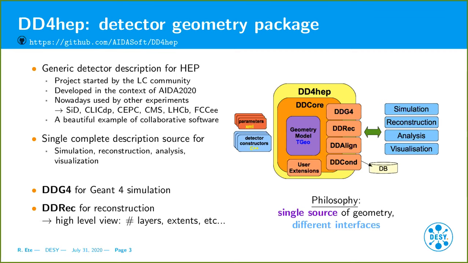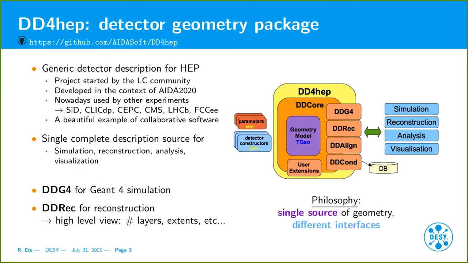For what I've seen, it's one of the most beautiful examples of collaborative software. In terms of the software itself, it's basically a single complete description of your detector, and all of this for simulation, reconstruction, analysis, and visualization. You have the sketch on the right, as you can see. It's the concept of having one single source of geometry description for everything, and different interfaces on top, depending on whether you want to run simulation, reconstruction, and so on.